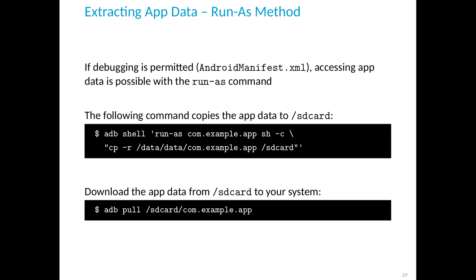So you have to check beforehand if debugging is allowed in the Android manifest. And if you're allowed to execute the run-as command, you can simply copy the data to an SD card, and afterwards you can download it to your file system.